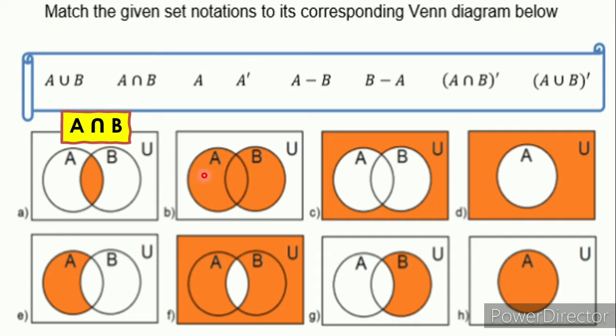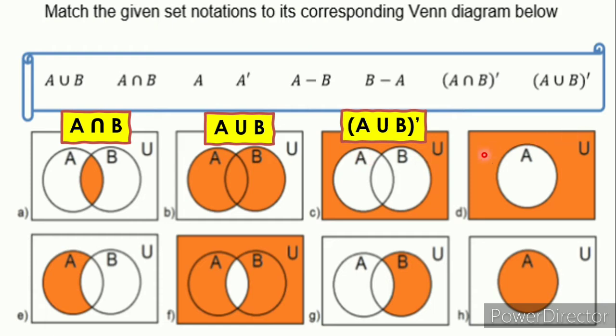Next, we have another set A and set B. So they are both shaded. So this is A union B, or the union of set A and B. Next, the shaded part of this Venn diagram is outside the set A and set B. So we call this the complement of the union of A and B.